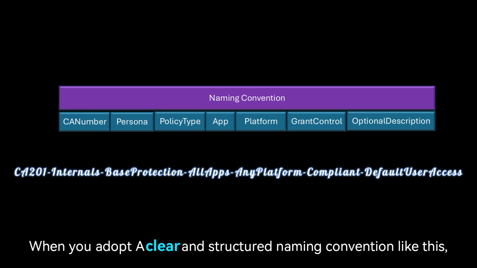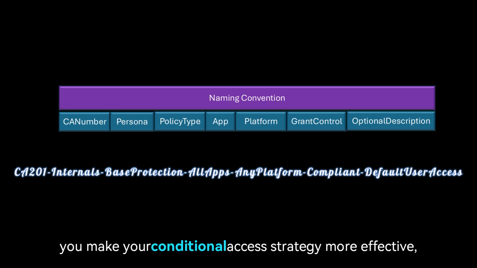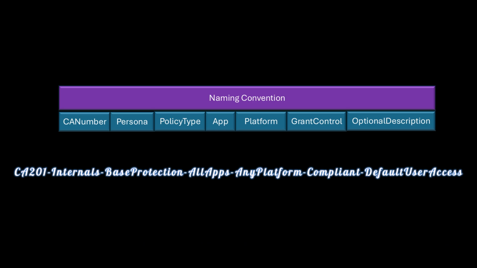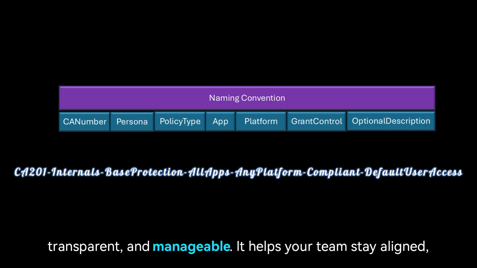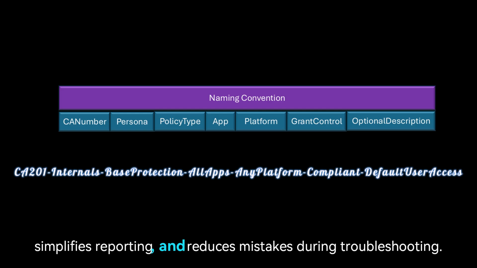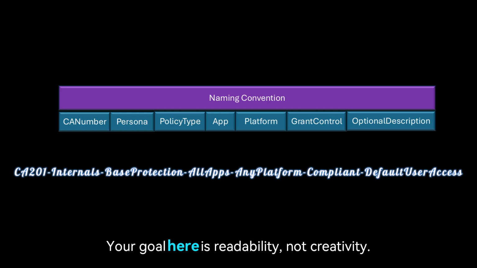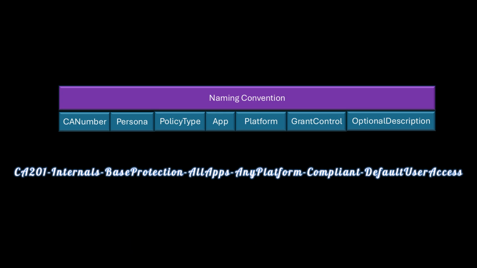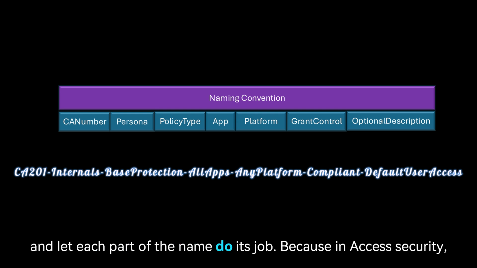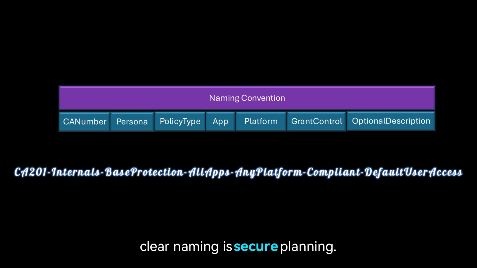When you adopt a clear and structured naming convention like this, you make your conditional access strategy more effective, transparent, and manageable. It helps your team stay aligned, simplifies reporting, and reduces mistakes during troubleshooting. Your goal here is readability, not creativity. So keep the format clean, stay consistent, and let each part of the name do its job, because in access security, clear naming is secure planning.